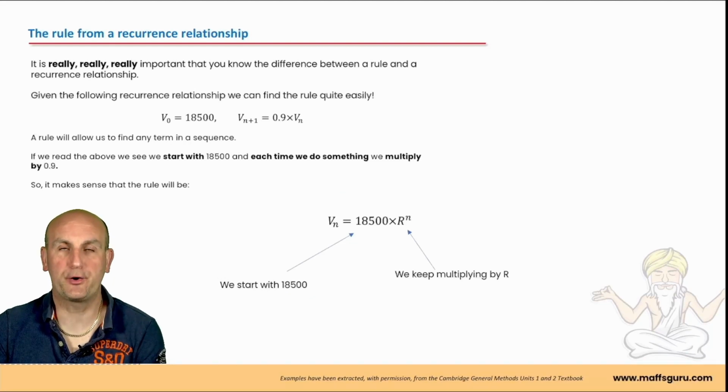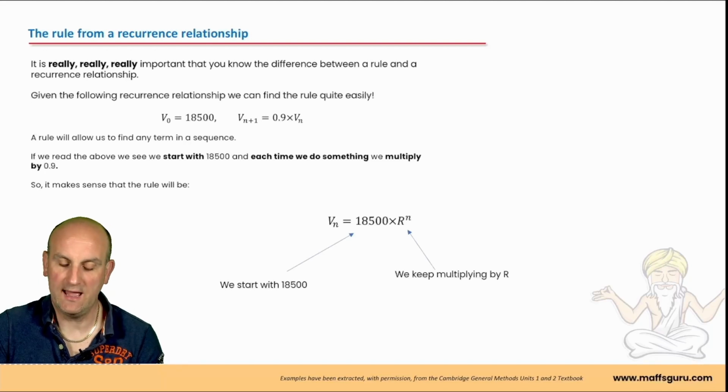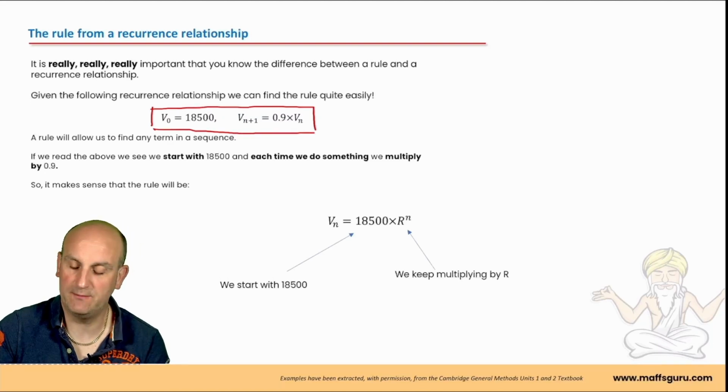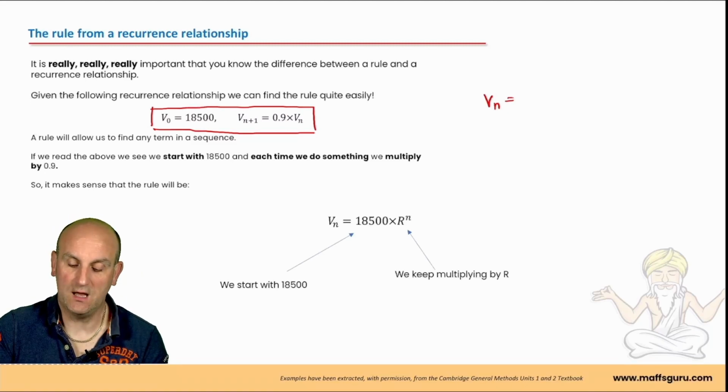How do we turn a recurrence relationship into a rule for geometric sequences? Well, again, very similar to what we had before. The key here is in being able to read this. Now, as we had before, we always start a rule with V of n, or whatever letter they're giving you. We start with V0.